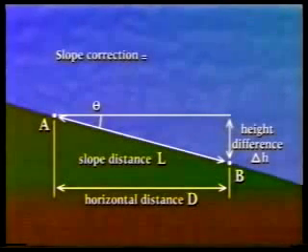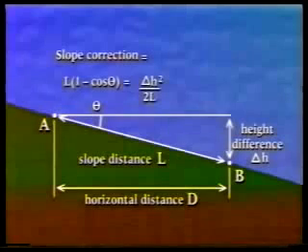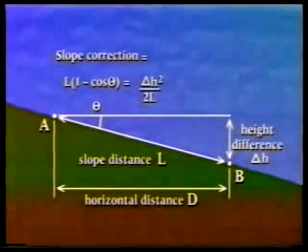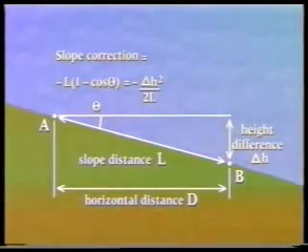The slope correction equals L multiplied by 1 minus cos theta, if the slope angle is known, and delta H squared divided by 2L if the height difference is known. These are always subtracted when converting slope lengths into horizontal lengths.